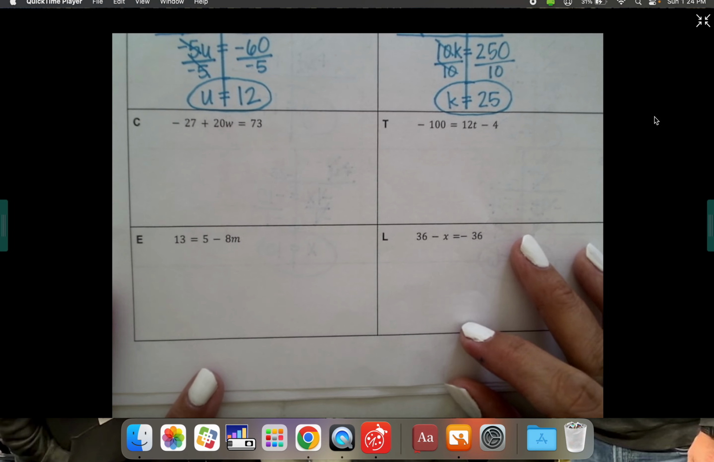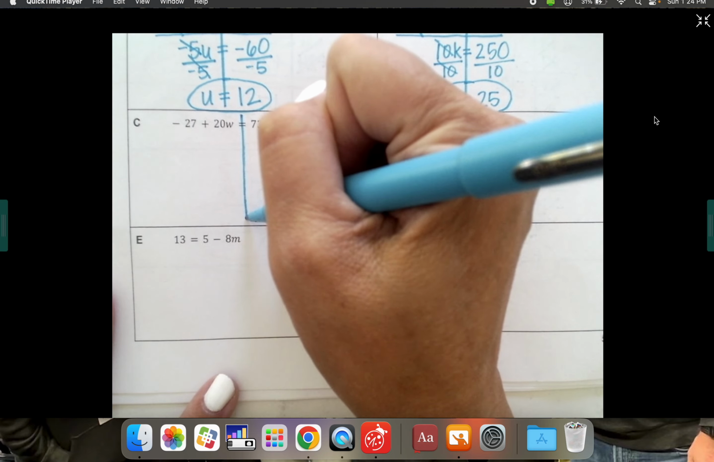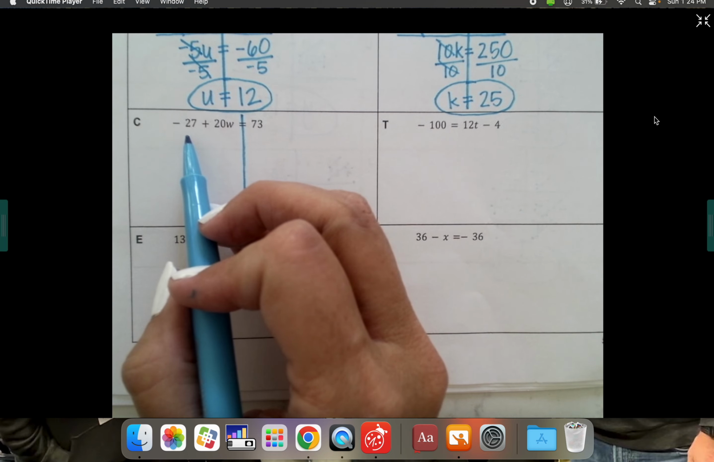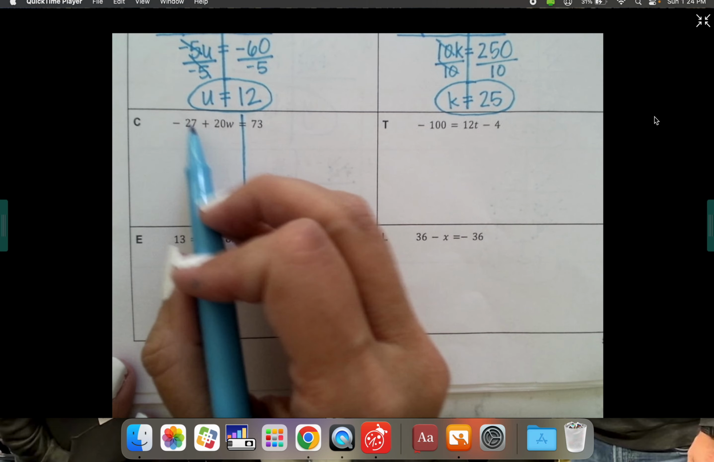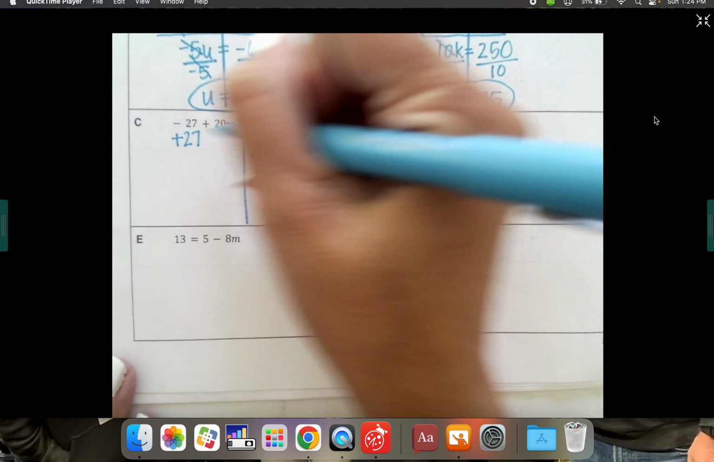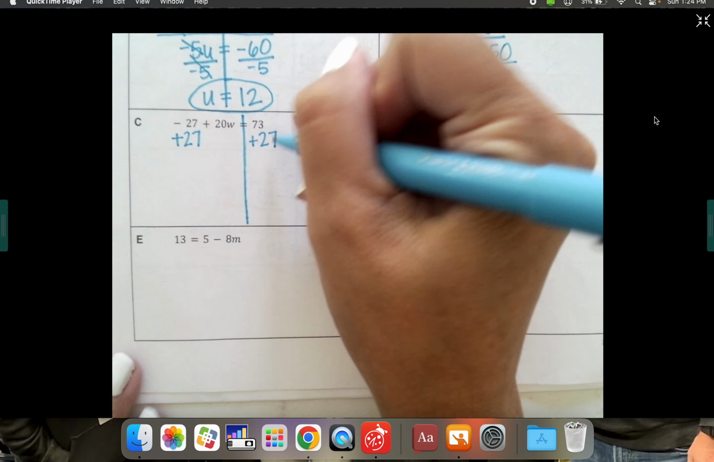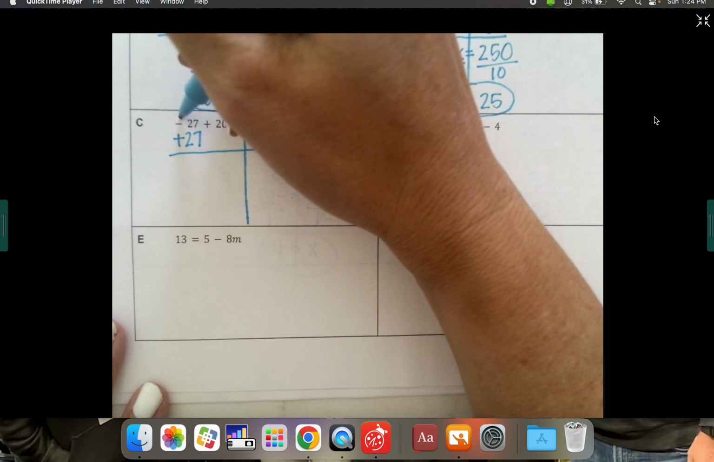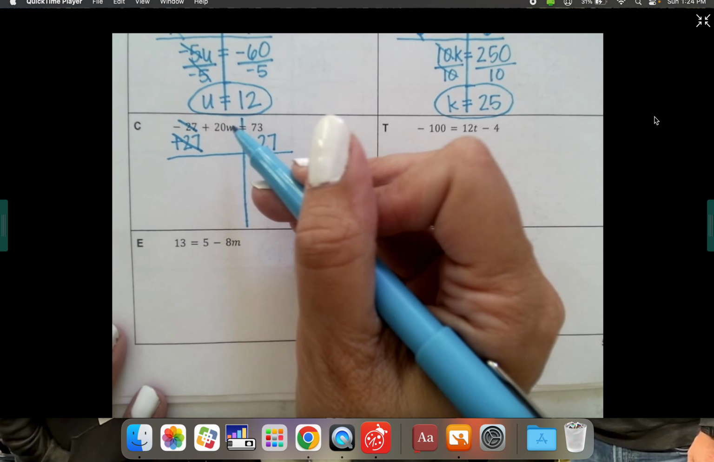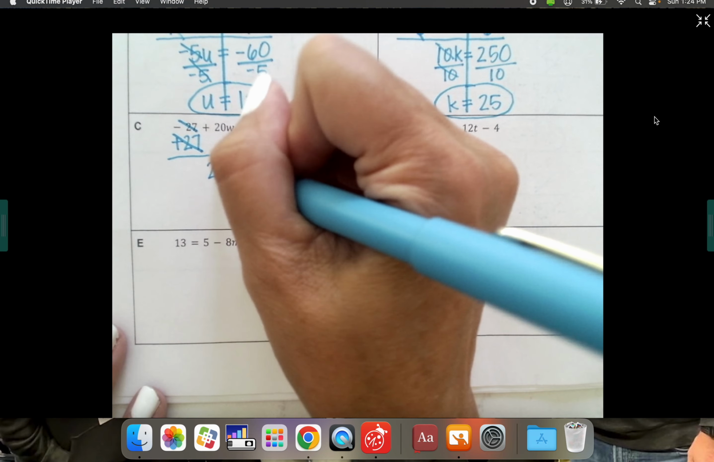Letter C. Keep the 20 and the W together and get rid of this negative 27 first. So to make a negative 27 equal 0 so that we can cancel it out, we are going to add 27. And so we'll do that on both sides. They cancel out because negative 27 plus 27 is 0. I'm going to bring down my 20W.